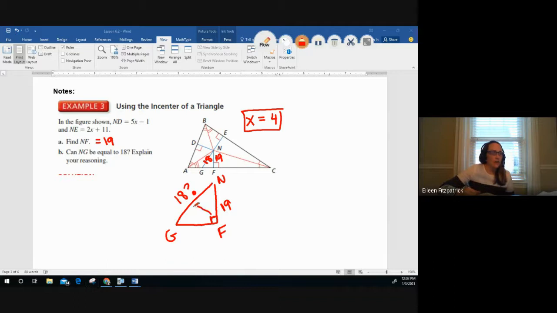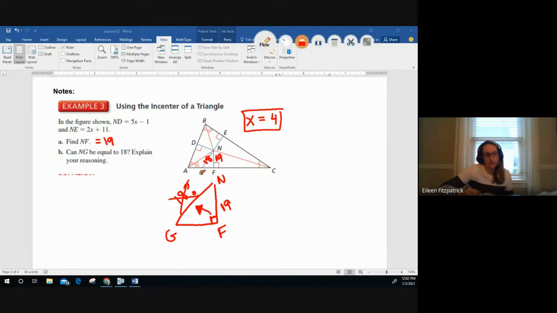Well, isn't NG the hypotenuse of the right triangle? Doesn't the hypotenuse of the right triangle always have to be the longest side of the triangle? So it can't be 18. That's one thing you could say. If you look at this right triangle, the hypotenuse NG has to be the longest side, so it can't be smaller than NF. NF can't be 19 and NG 18.